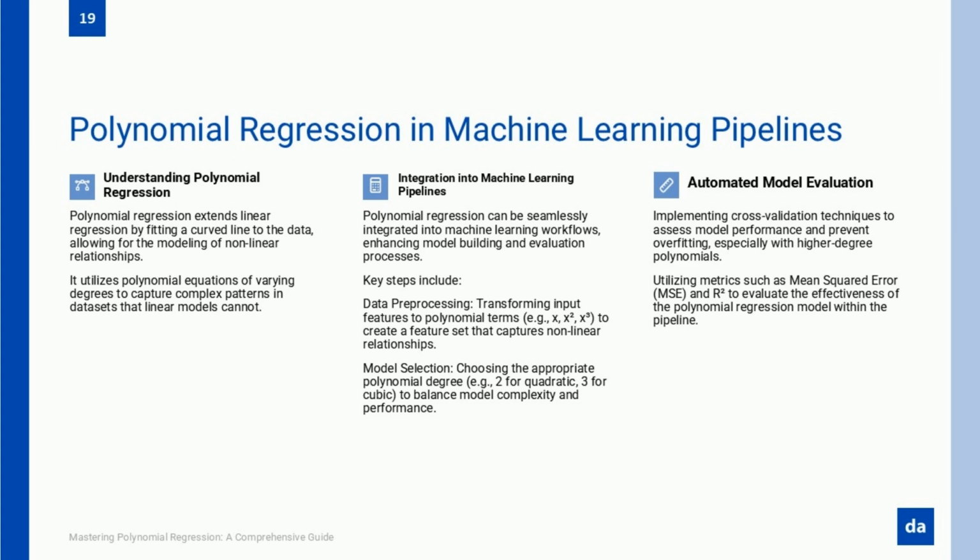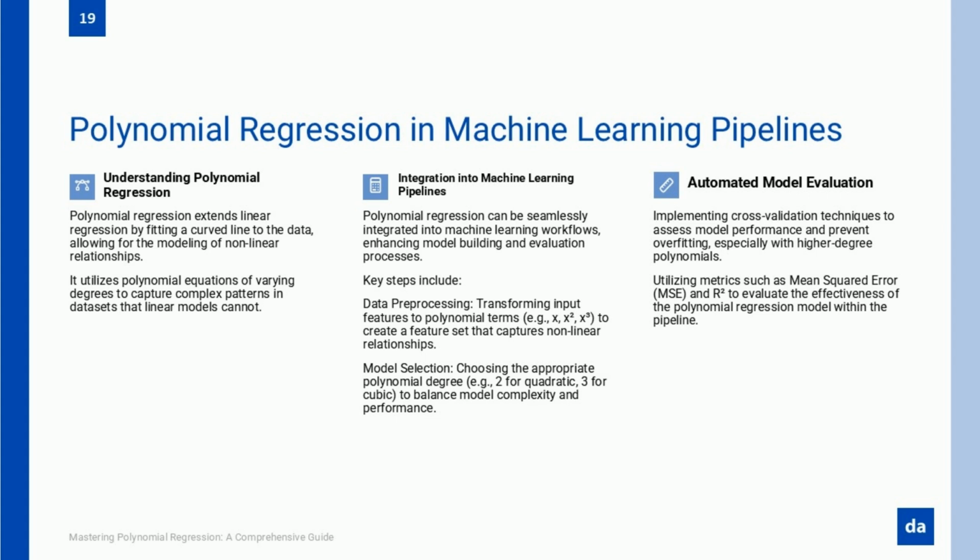The first step in integrating polynomial regression into a machine learning pipeline is data preprocessing. Raw data is often noisy, contains missing values, or includes features that need to be transformed before they can be used in a regression model. Preprocessing involves handling missing data, removing outliers, and normalizing or standardizing numerical features to ensure numerical stability.